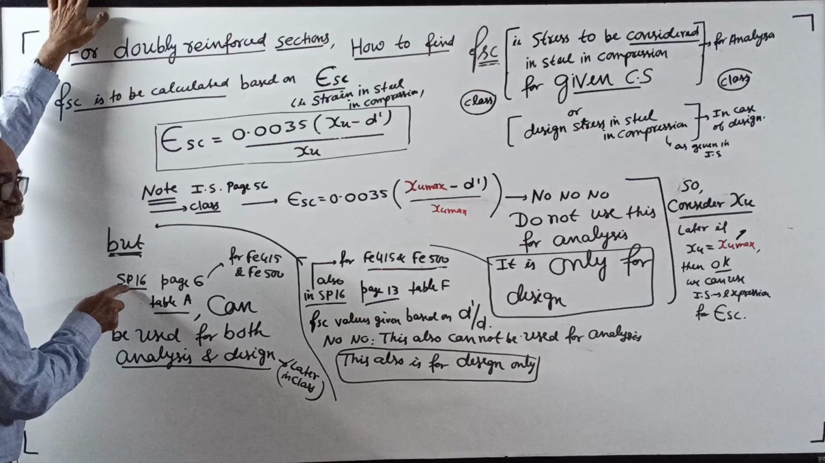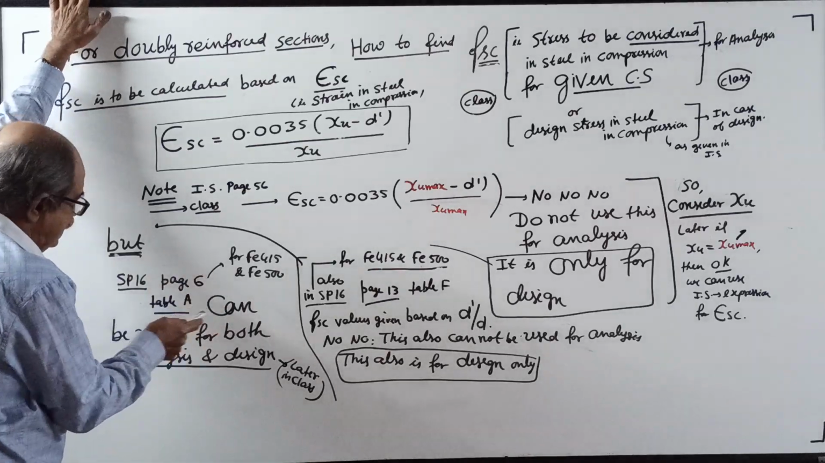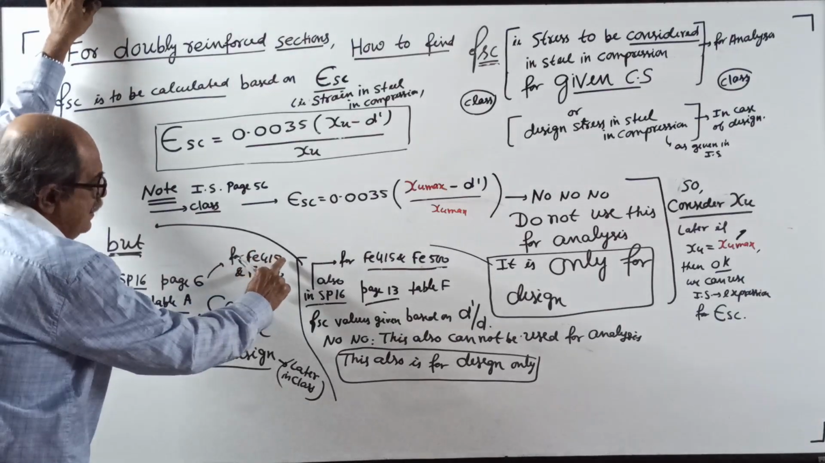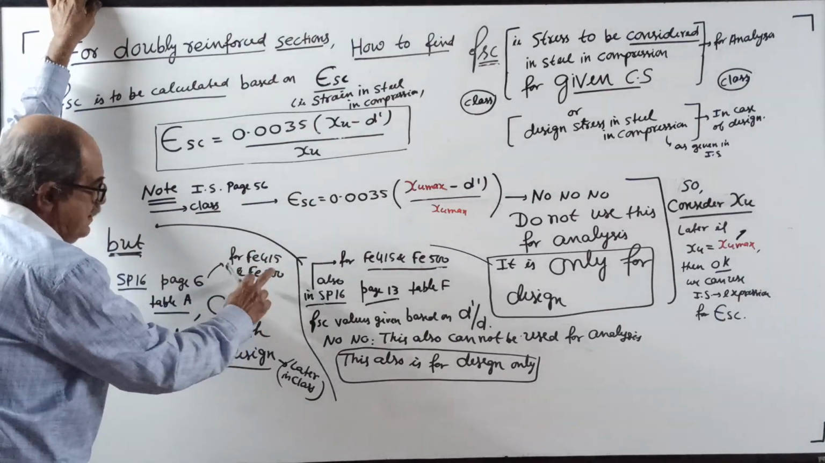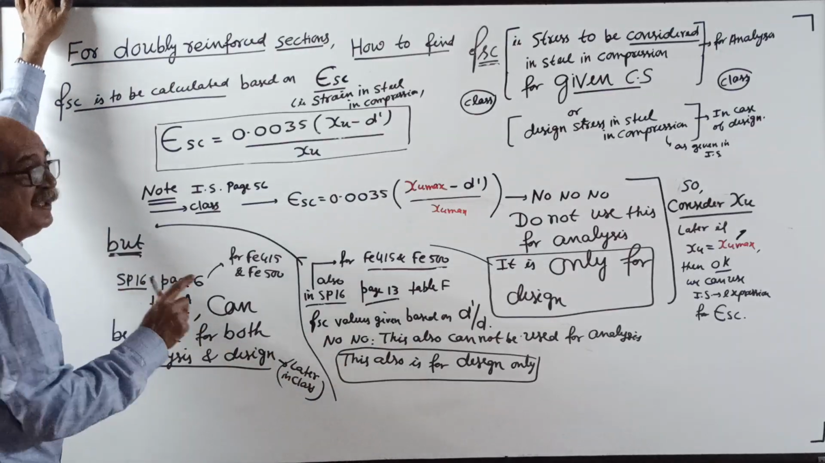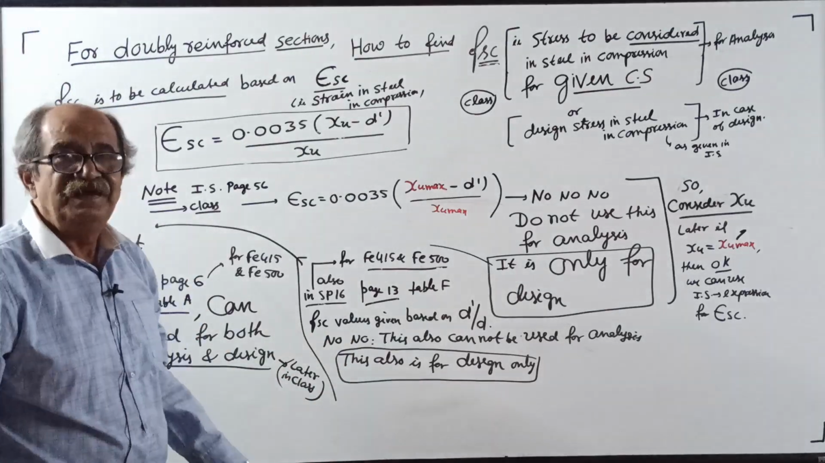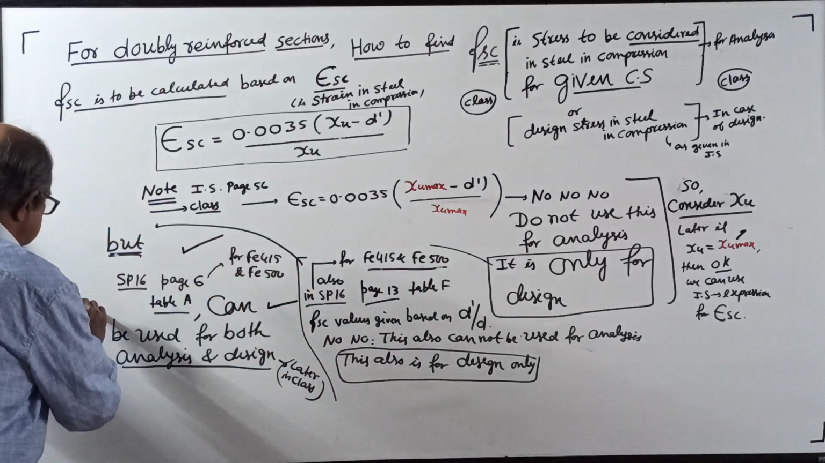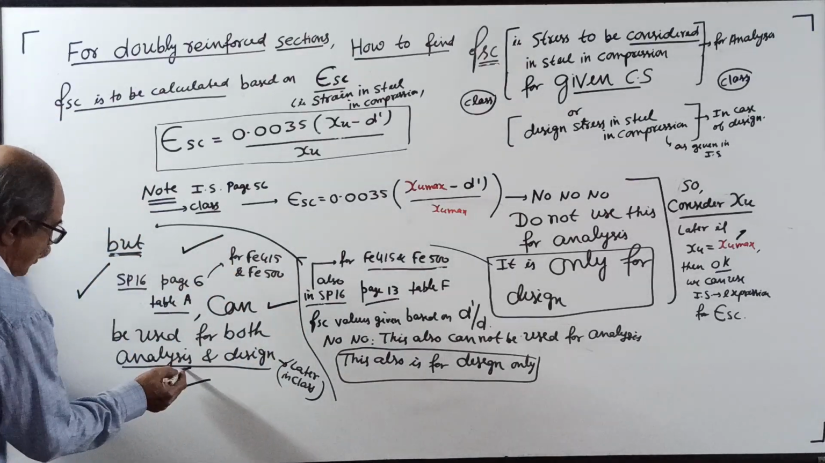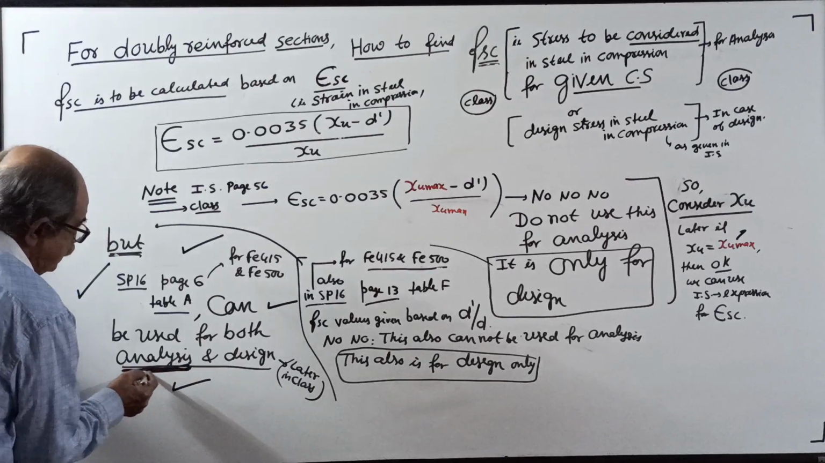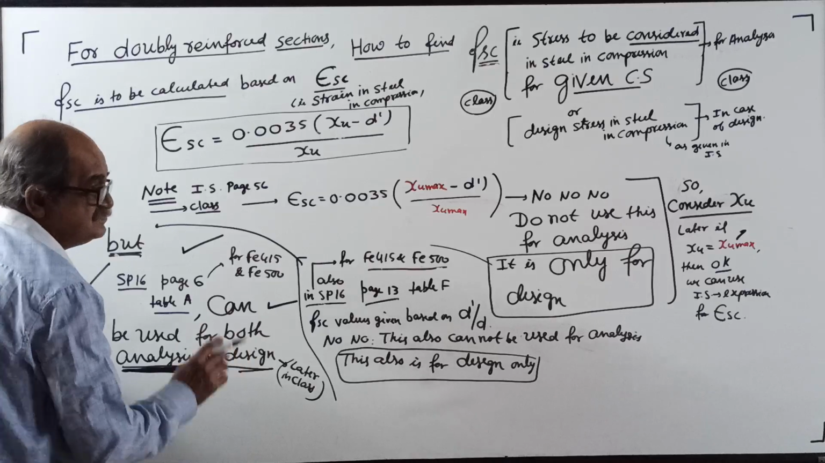But in the same SP16, page 6, table A is given. But that is given only for Fe415 and Fe500. This later in the class I will tell. This table can be used. Yes, this can be used for analysis. Anything you can use for analysis, you can use for analysis and also design.